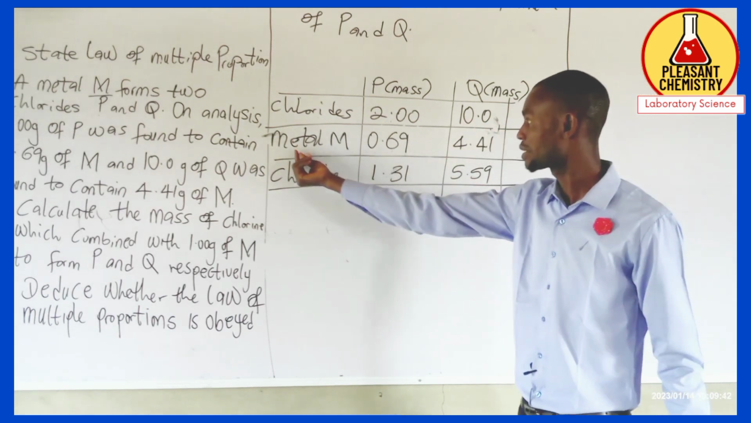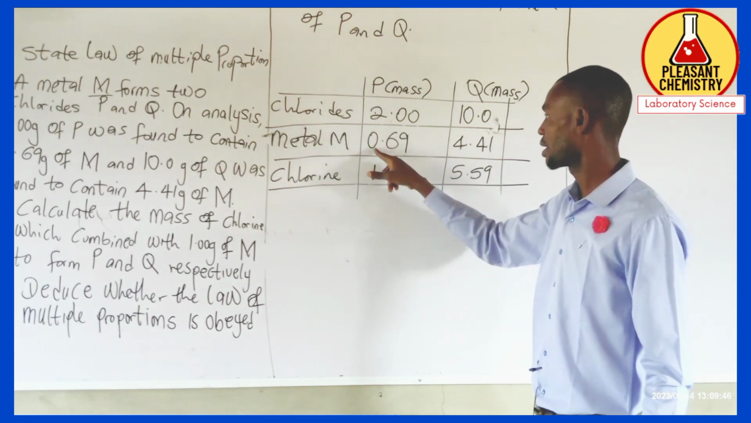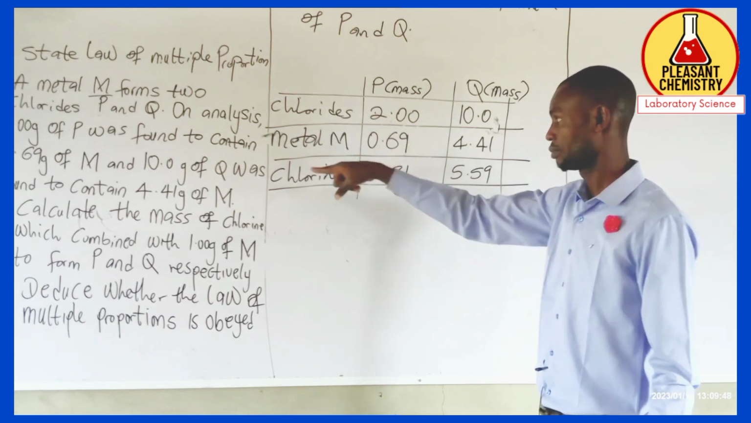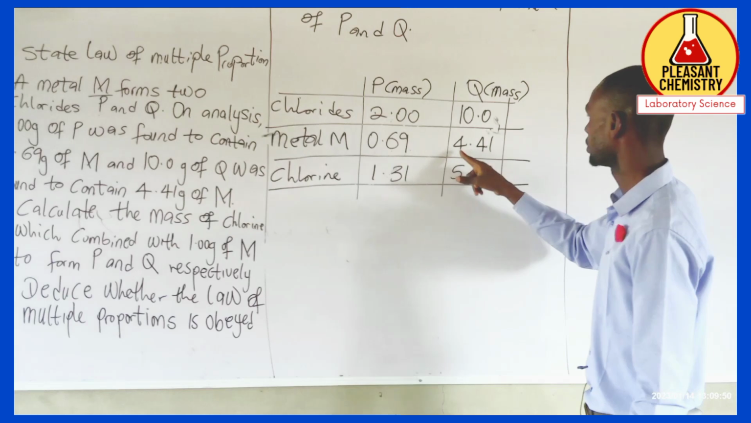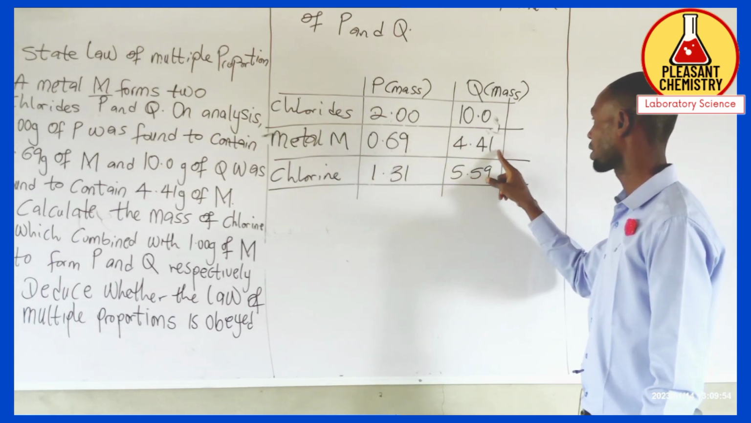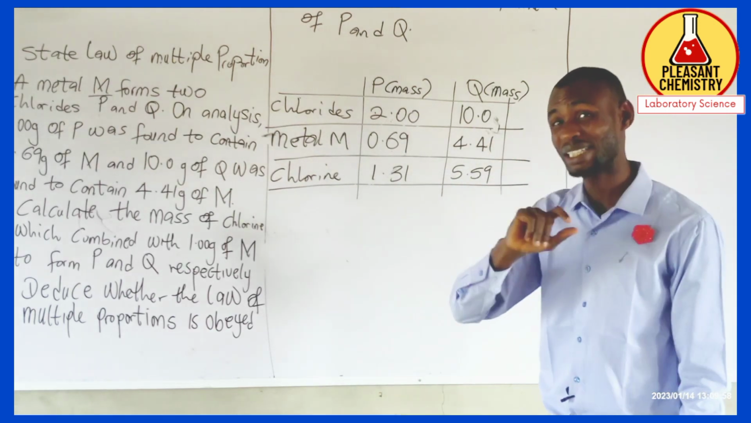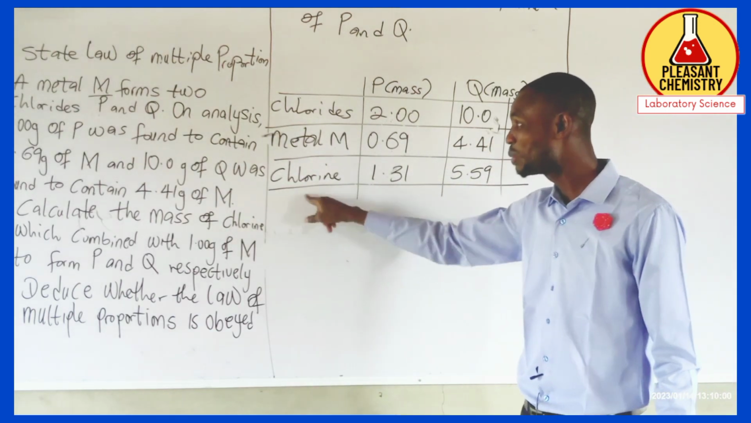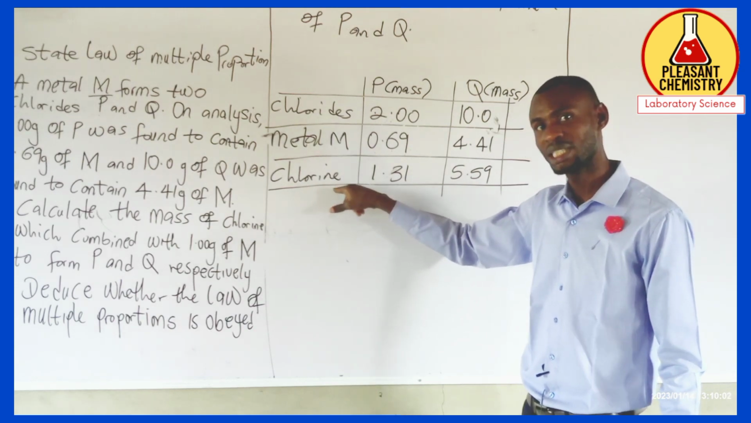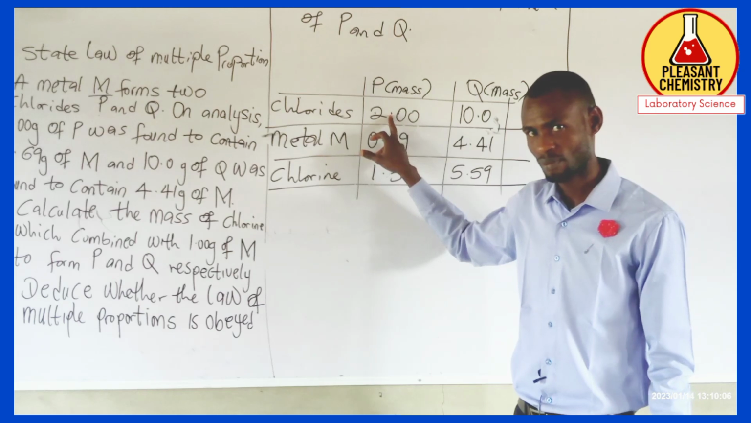We are given the mass of metal. So the mass of metal is 0.69 gram in the question for P, and for Q we have 4.41 gram of the metal. Do you know that in the question, they did not specify the mass of chlorine that actually combined to form these chlorides?